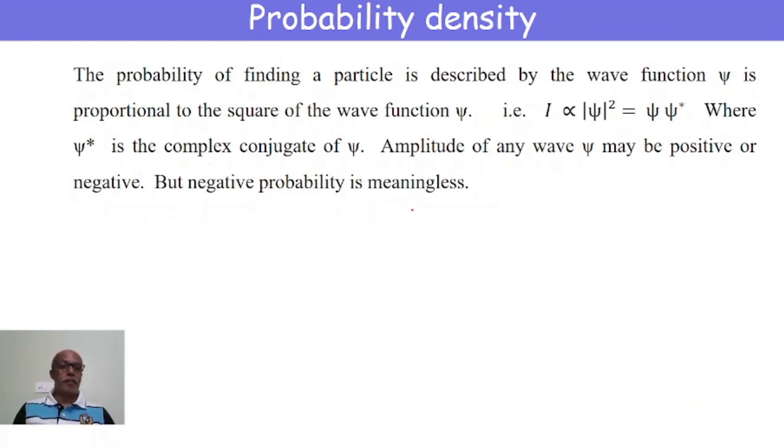Now coming to the probability density. The probability of finding a particle is described by the wave function, and it is proportional to the square of the wave function. The probability of finding a particle in space at a given instant of time is directly proportional to the square of the wave function, that is, P is proportional to magnitude of psi squared, which is equal to psi into psi star, where psi star is the complex conjugate of psi. The amplitude of psi may be positive or negative, but negative probabilities are meaningless, and therefore we take the modulus of psi. We consider only the positive values and neglect the sign.